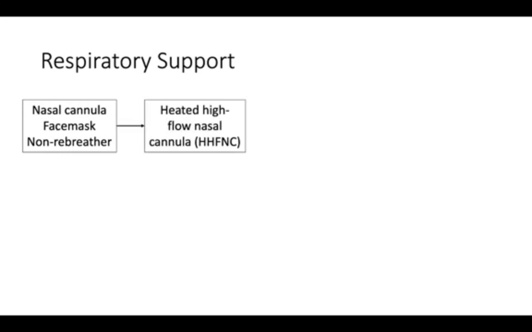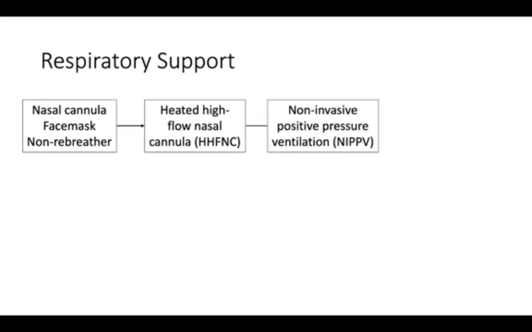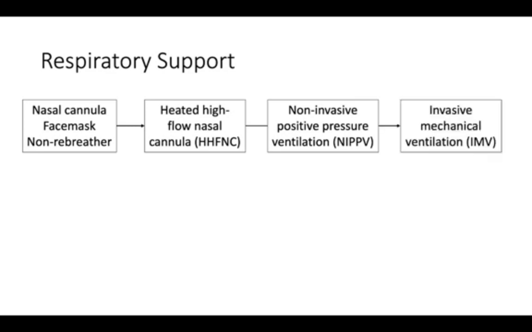The least intensive forms of respiratory support include nasal cannula, face mask, and non-rebreather. If the patient needs more support, the next step up in therapy includes heated high-flow nasal cannula and non-invasive positive pressure ventilation, CPAP and BiPAP. The most intensive respiratory support is provided via invasive mechanical ventilation. As respiratory support gets more complex and intensive, more values need to be reported. For nasal cannula, face mask, and non-rebreather, we only report the flow rate in liters per minute.